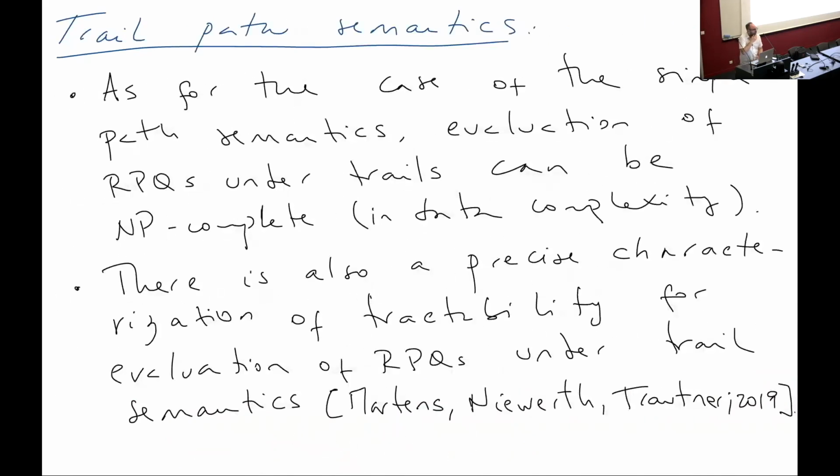Now, for trail path semantics, and Wim worked on this, there is also a trichotomy, no? In data complexity. So there is also a precise characterization of tractability for evaluation of regular path queries under trail semantics. I'll not give it here. It's less restrictive than for simple path semantics, but it also exists. But it's also NP hard, right? It can be NP hard. So both trail path semantics and simple path semantics are in general difficult to evaluate.